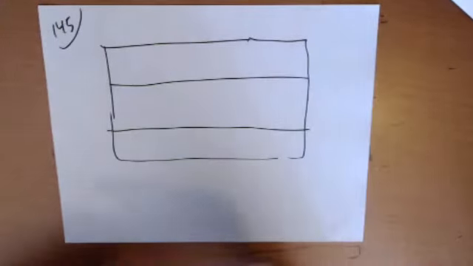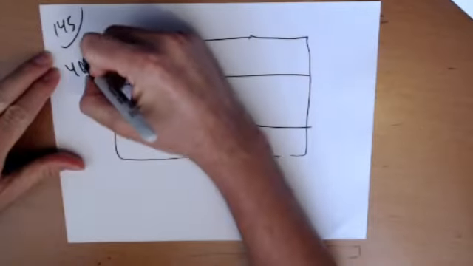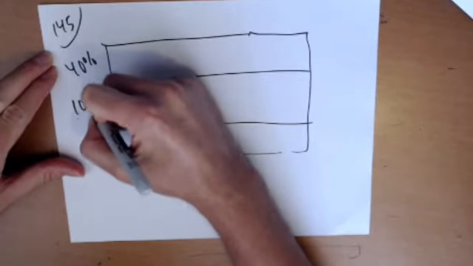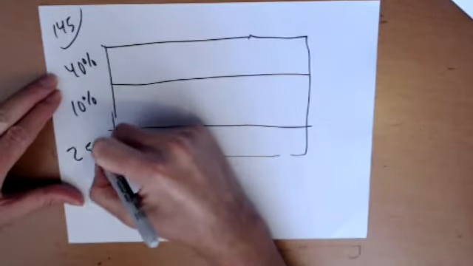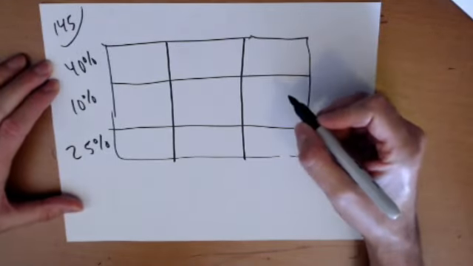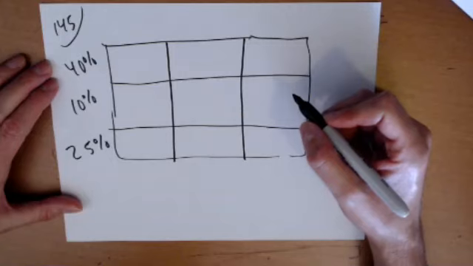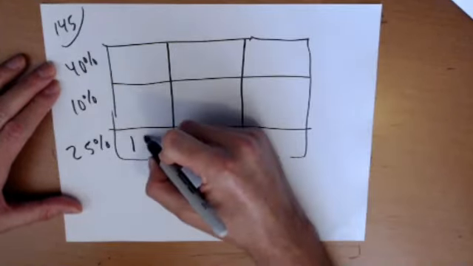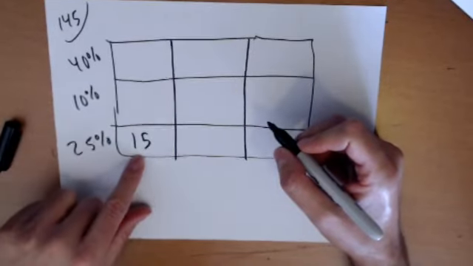So we got some 40% stuff and some 10% stuff, and we're going to mix it together and get something in between, 25% stuff. So far, so good. And how much of each? That's what I need to figure out. All we know is that at the very end, we need 15 liters of this 25% solution.